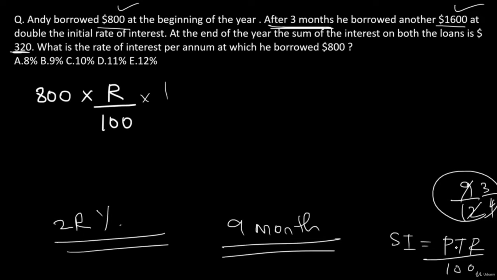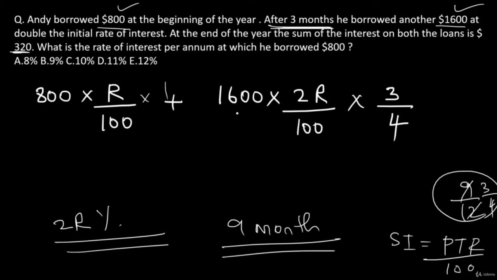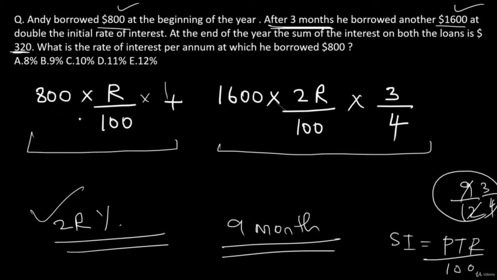So let's again apply PTR by 100. That would be 1,600, which is the principal, and 2R is the rate of interest, and the time period is 3 by 4, and you have 100 over here. So this is the interest which he had to pay on $1,600. This is the interest which he had to pay on $800, and it is given that the total is equal to 320, and we just need to find out R.